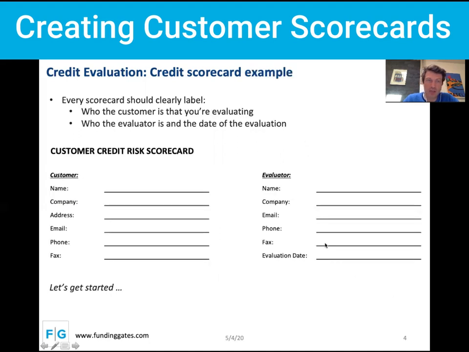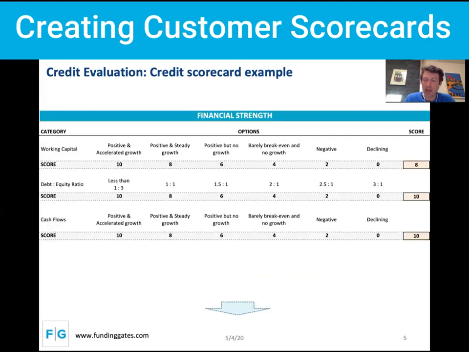So basically, first, keep things organized, right? Write down the name of the customer, the company, the person, email, phone number, contact information, and then who is basically assessing the credit risk of this customer in your team, right? So keep things organized and in a file. Then the first category is the financial strength, right? So make sure you look at a couple things.